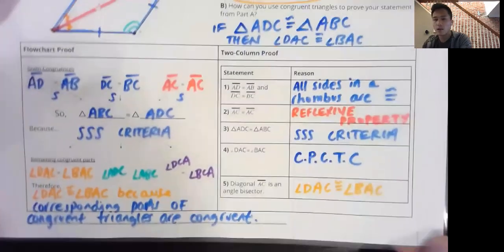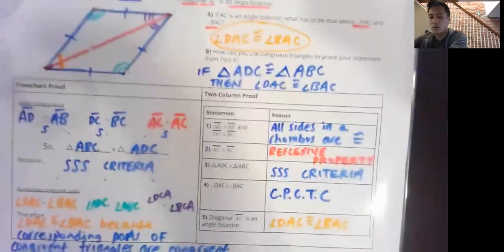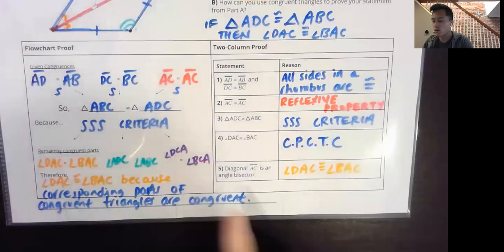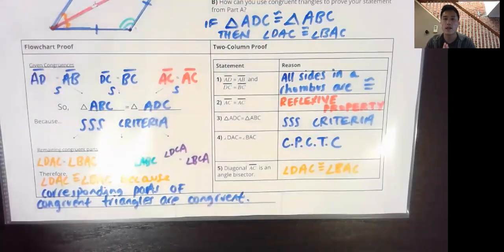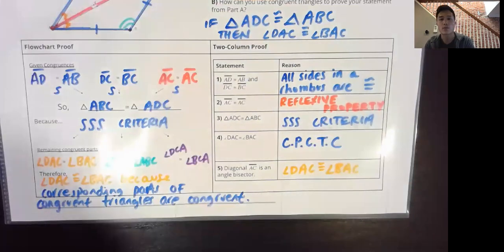Okay, and so that is how you can take your information from the flowchart and put it into a two-column proof. You're going to try that now for problems 2 and problem 3.